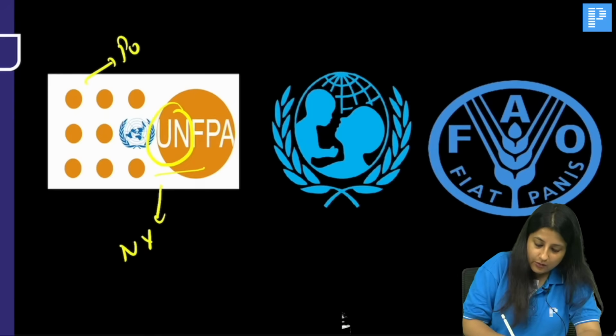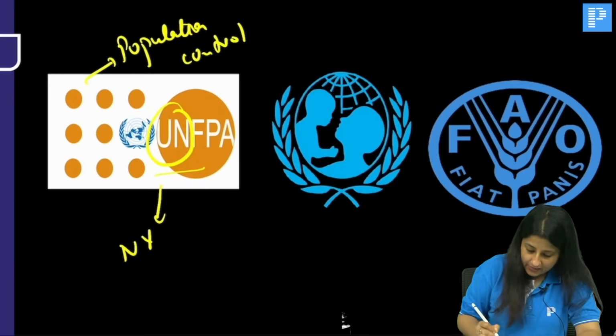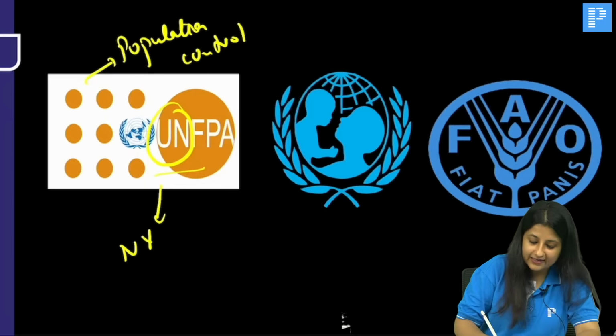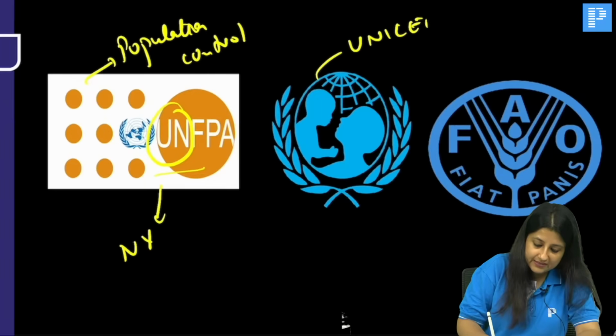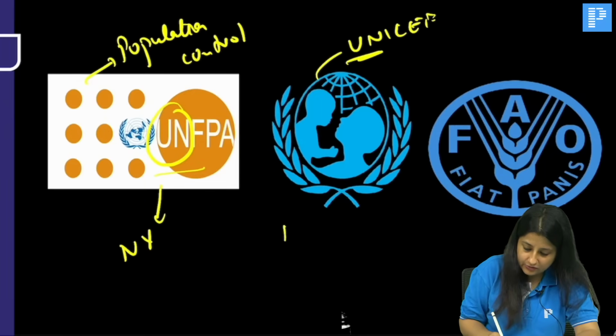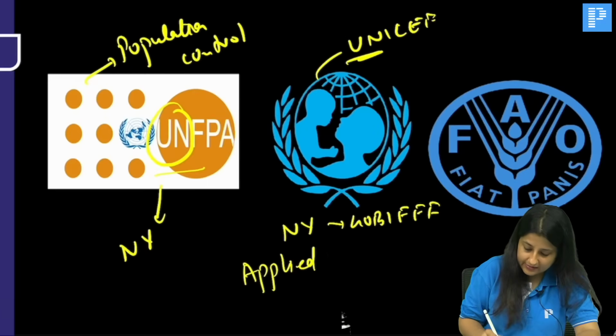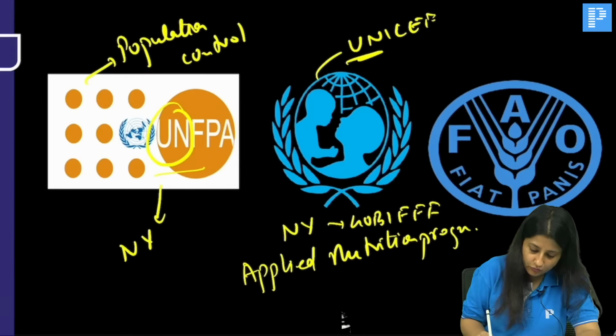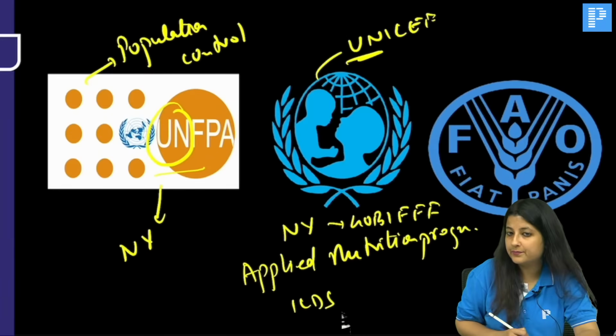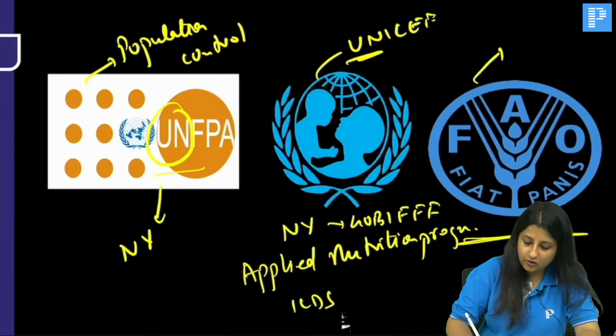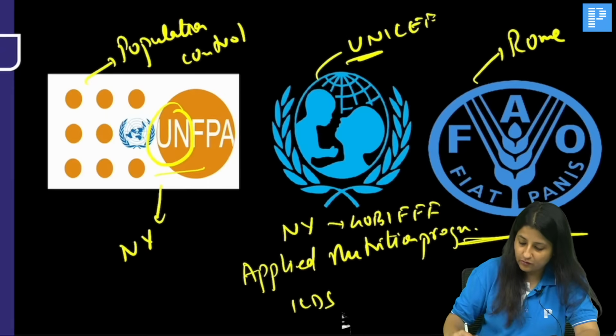This is for population control. Now, this one right here with the child, this is UNICEF. This again UN, so this is New York. And this has given us Gobi FFF campaign. Also, applied nutrition program, ek yaad rakhna hai, applied nutrition program was given by this, and this is also helping in ICDS program. Food and Agricultural Organization to eat food, we are all going to Rome.